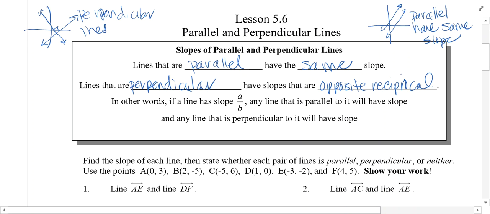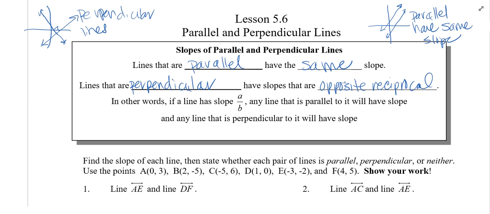Okay, so reciprocal we've talked about. That's like if you have a fraction, you flip it. Opposite means it has the opposite sign. So if one slope is positive, the perpendicular slope is going to have to be negative. They have opposite signs.